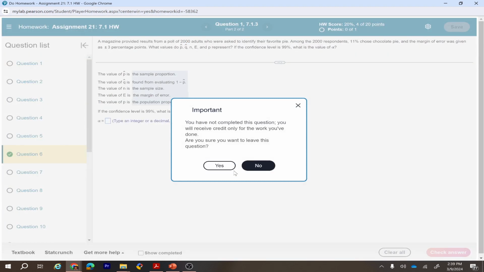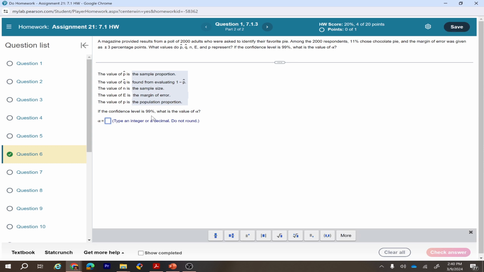Let's look at another problem. What is the alpha? If 99% is the confidence level, alpha is 1 minus 99%. So it's 0.01. It's 1%, which in decimal form is 0.01.